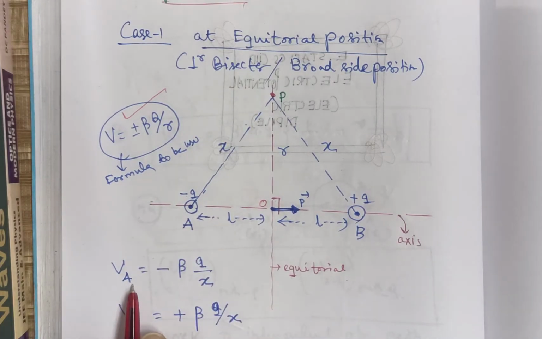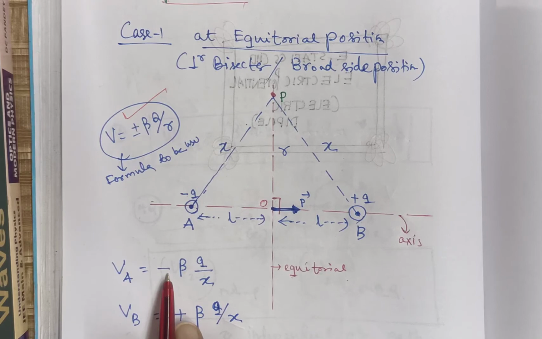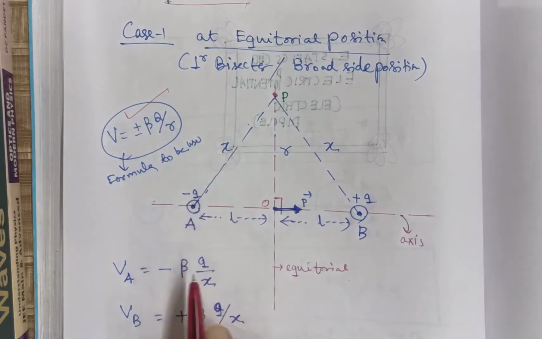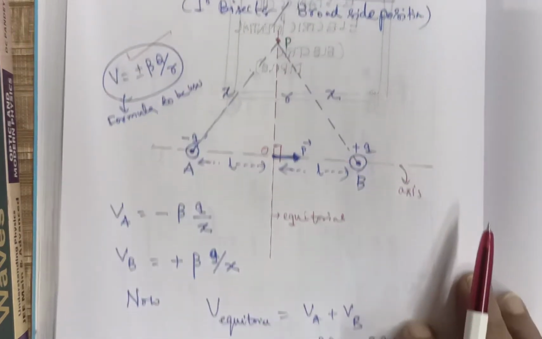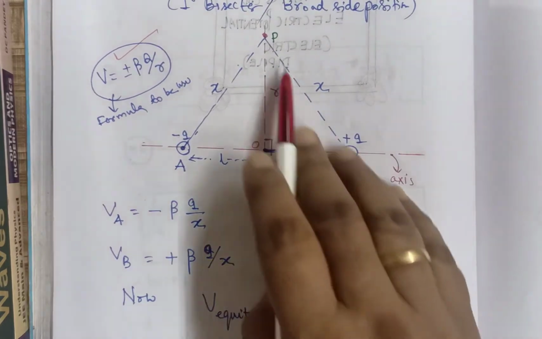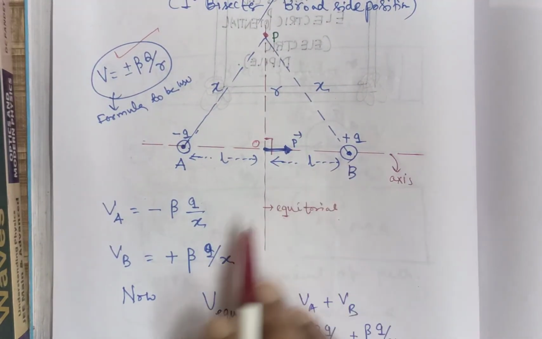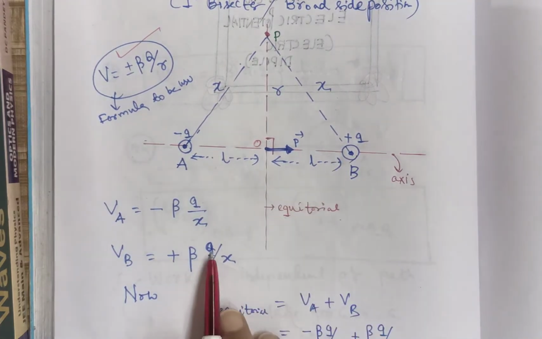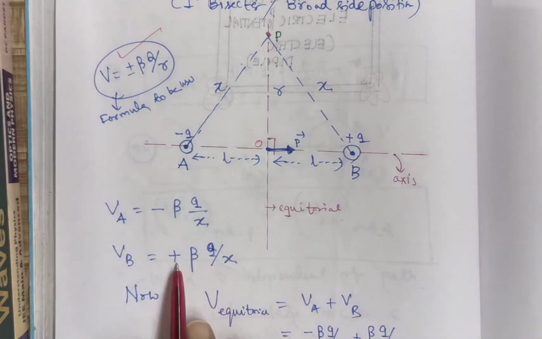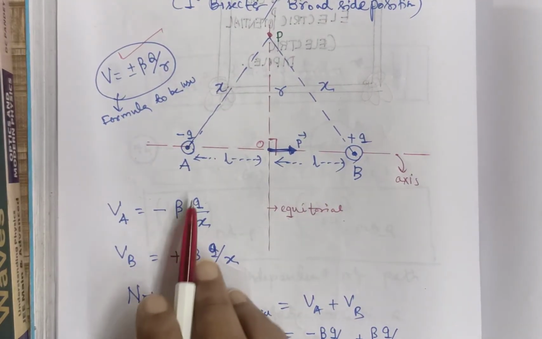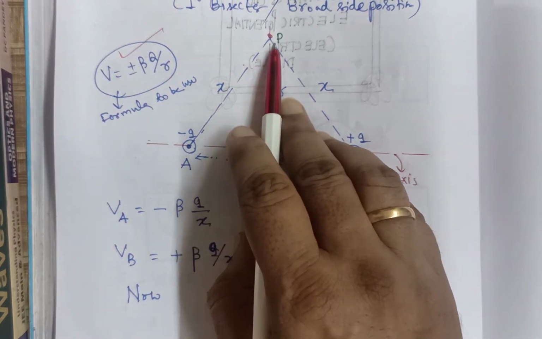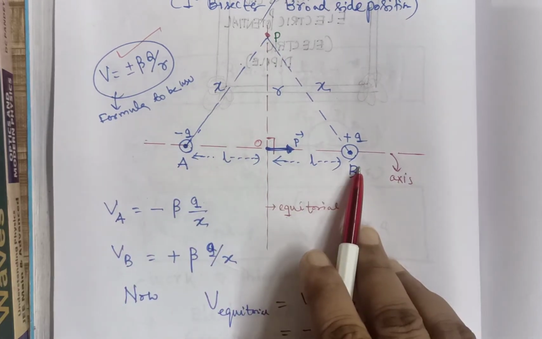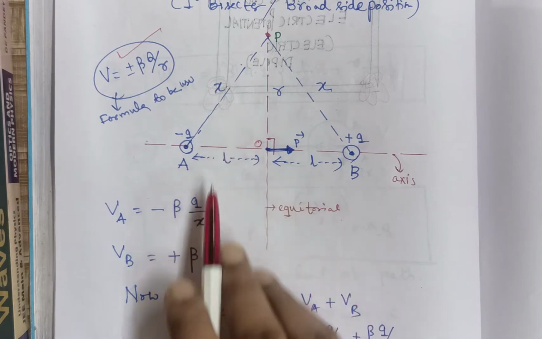That is represented as VA. See, the minus sign is here, the proportionality constant beta, the source charge magnitude is q, and the distance is x. That's why VA is minus beta q by x. Similarly, the electric potential at the point P due to plus q should have a plus sign, proportionality constant beta, source charge magnitude q, divided by distance x. So VB is plus beta q by x, and VA is minus beta q by x. The total electric potential at P is the algebraic sum of the electric potential due to A and due to B. As I am telling, it is an algebraic sum because it is a scalar quantity.